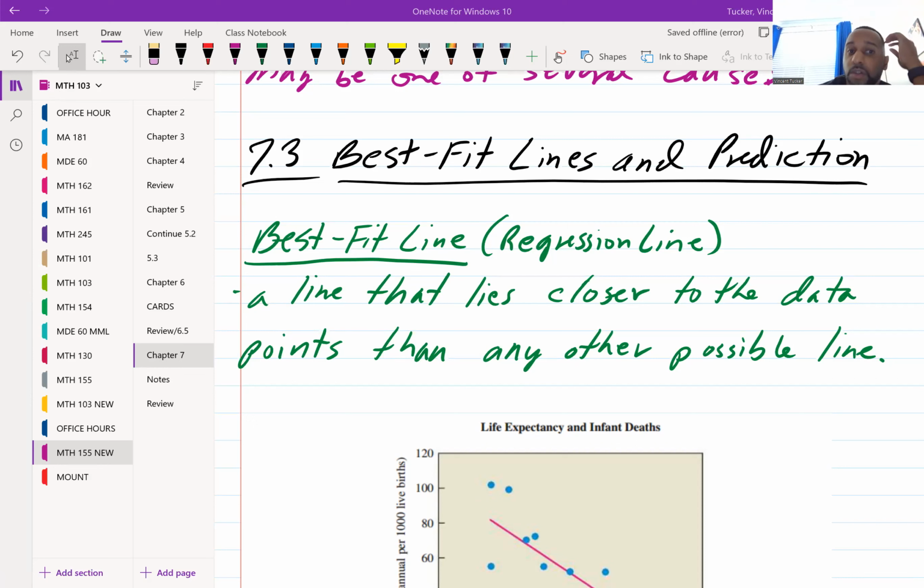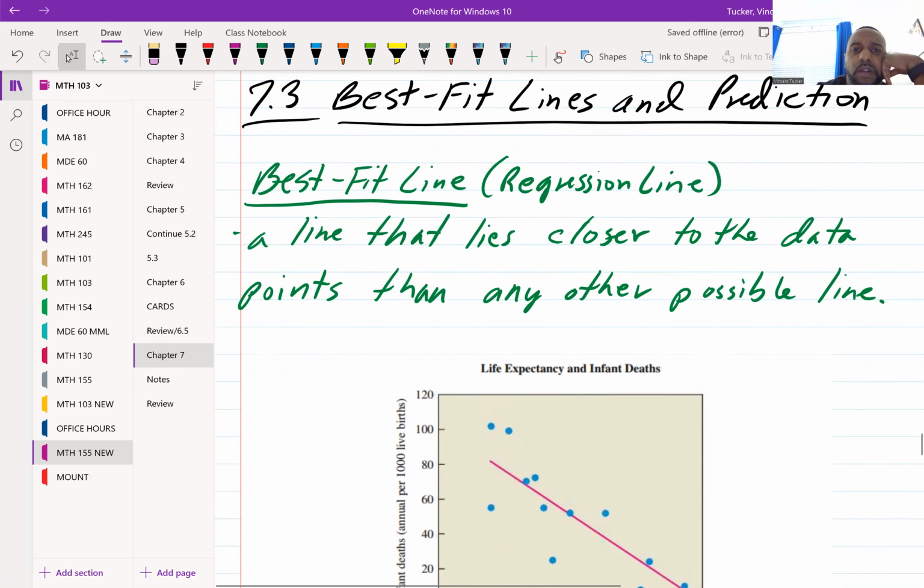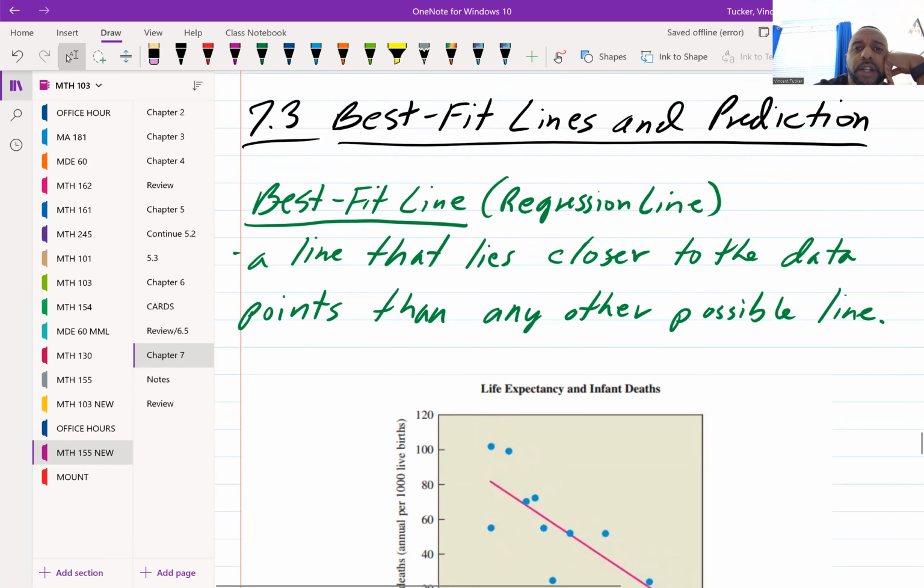All right. So best fit line, or in other words, the regression line, is a line that lies closer to the data points than any other possible line. And the next diagram is an example of that, but giving her a chance to write first.